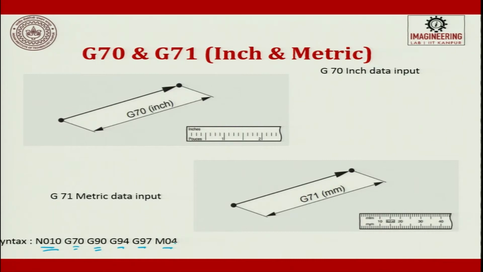So, you should understand the syntax. G70 is inches, G90 is absolute, then G94 you can talk about inches per minute, and then G97 can be in RPM, and then M04 can be the spindle on. So, all these things can be defined in one block.